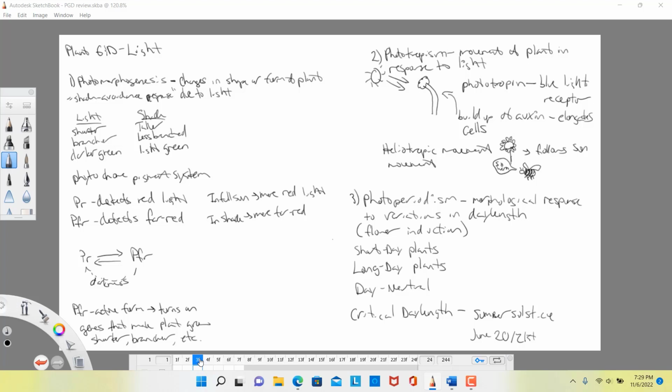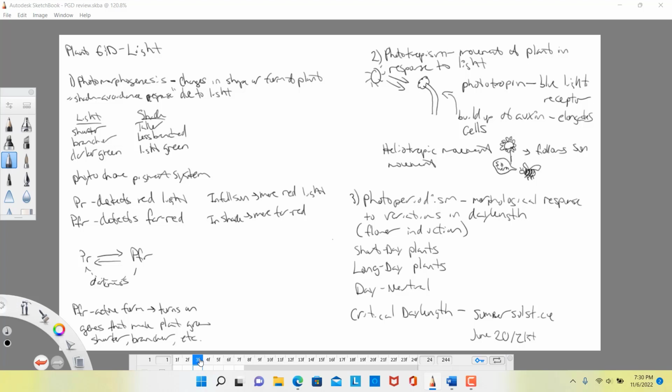Now, we also talked about a particular type of phototropism, heliotropic movement, which is where the plant will change its leaves or flower or stem to follow the movement of the sun as the sun travels across the sky.